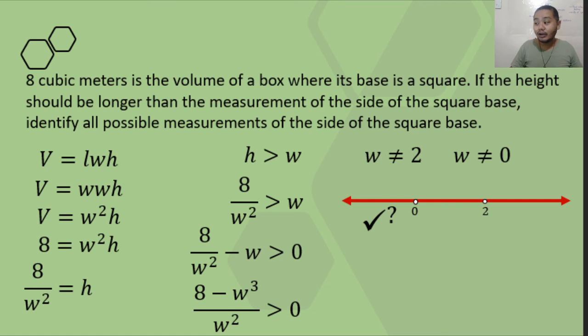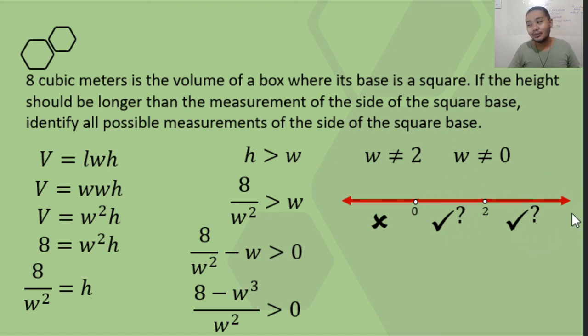Identify rin natin kung okay rin ba yung mga numbers na nandito. These are the numbers from 0 to 2, na kung saan hindi kasama yung 0 at saka 2 kasi nga naka-open sila. And i-check rin natin kung okay ba yung mga numbers from 2, again, hindi kasama yung 2, hanggang positive infinity. Now, before we do that, we can already eliminate yung mga negative numbers. Sir Ben, bakit? Again, walang negative measurement. So, ibig sabihin, ang chine-check na lang natin dito is yung mga numbers na nandito, saka yung mga nandito.